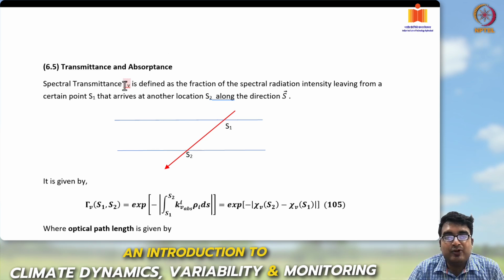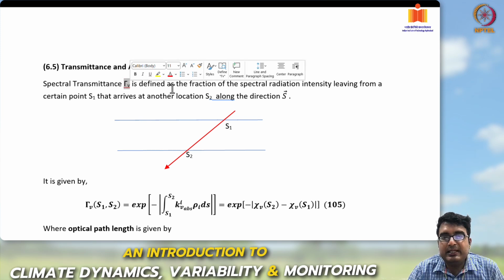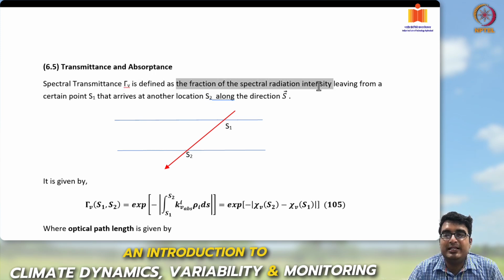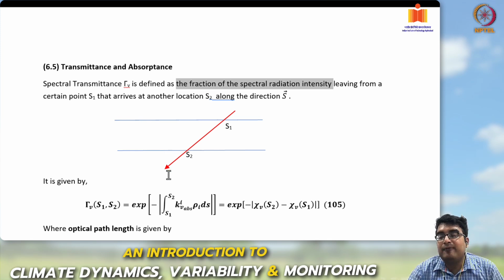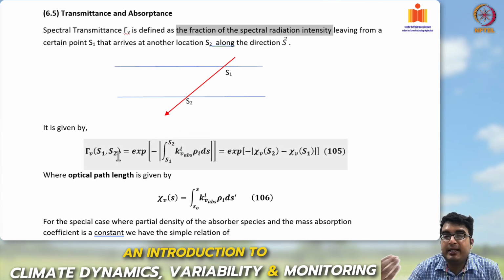The spectral transmittance tau nu is defined as the fraction of the spectral radiation intensity leaving from a certain point S1 that arrives at another location S2 along the direction of the ray S. So this is basically the ratio, the radiation intensity at S2 divided by the initial radiation intensity at S1 along the direction S. The fraction of the radiation intensity reaching S2 with respect to how much is incident at S1 is defined as the spectral transmittance. And this we have already explained before.